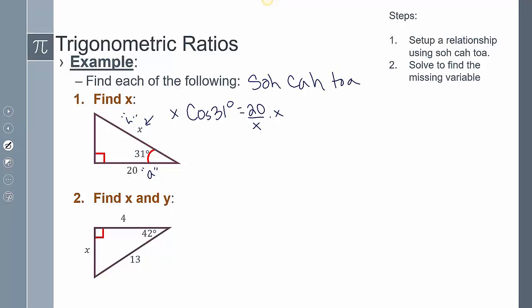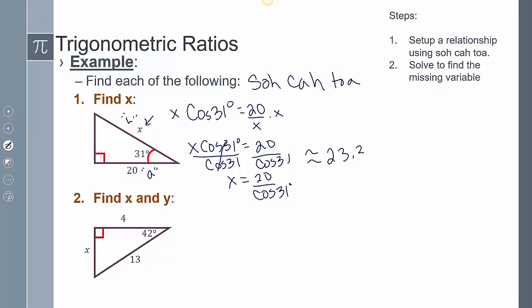Now I want to get x by itself. So I multiply both sides by x, and I get x cosine of 31 degrees equals 20. Divide both sides by cosine of 31 degrees, and I get x equals 20 over cosine of 31 degrees. Now this I would enter into my calculator. Remember, because this is in degrees, I need to make sure that my mode is in degrees. So 20 divided by the cosine of 31 degrees, you're going to get approximately 23.33. And that's going to be my answer.